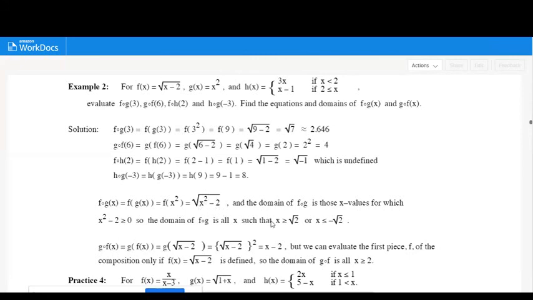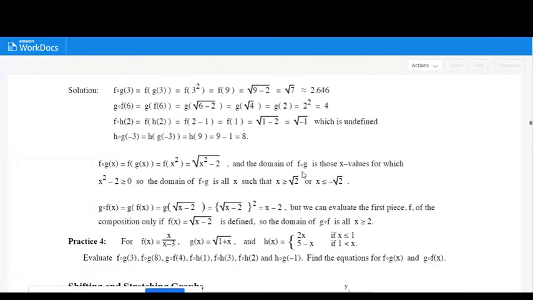So now the domain of this one is, it should be that x squared minus 2 should be greater than or equal to 0. Kasi nga, kapag negative yung sagot dito, then magiging undefined yung ating sagot. Kagaya dito kay negative 1.